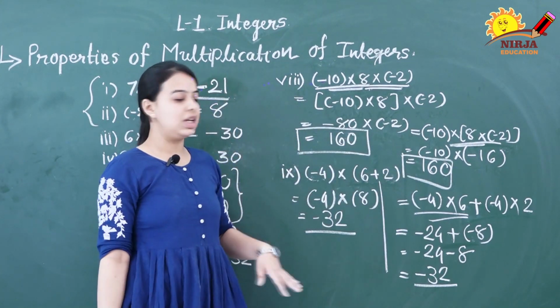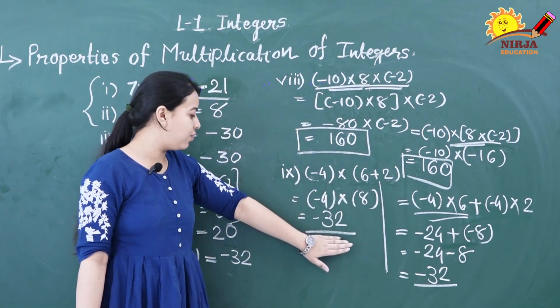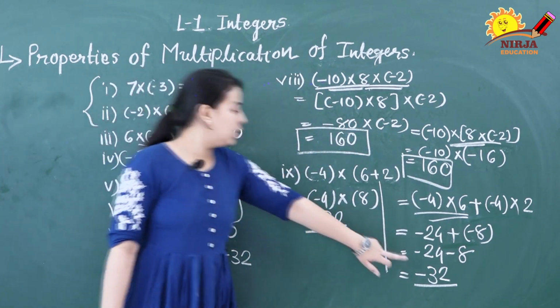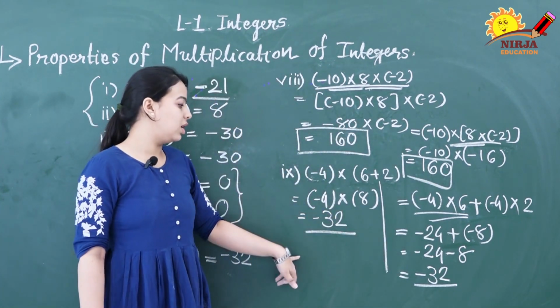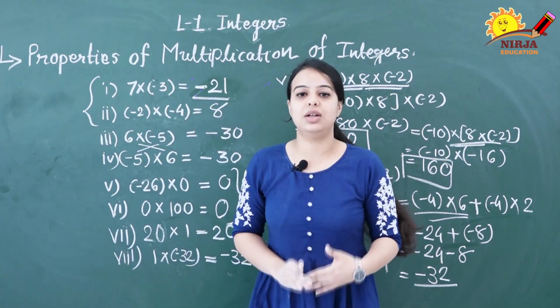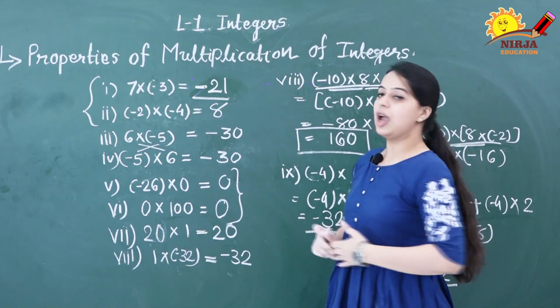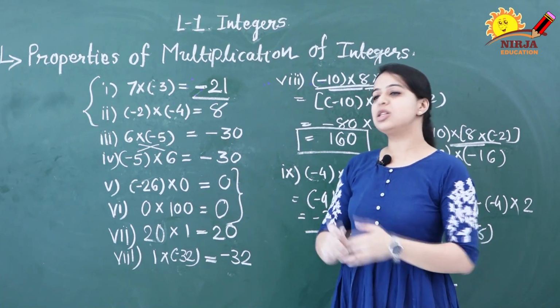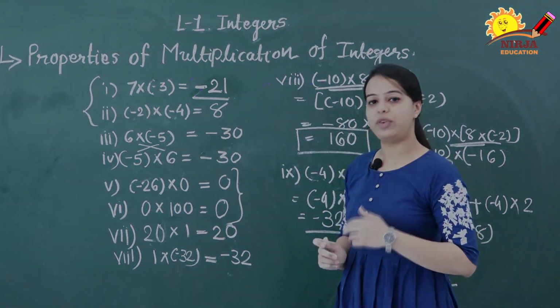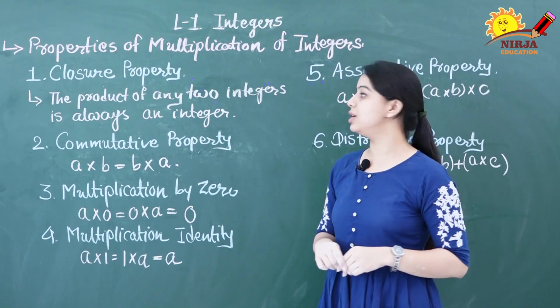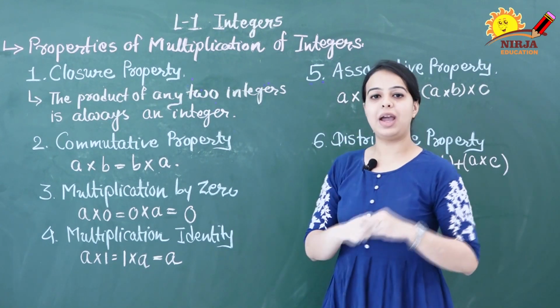So as you have seen, I have solved this example like first and second, and the result we got is the same number, minus 32. So this is your distributive property for multiplication. So just now we have discovered 6 properties for multiplication. Now let's see all 6 properties in one frame. So my dear students, just now we have seen 6 properties of multiplication by examples.